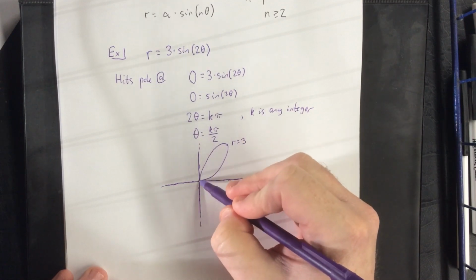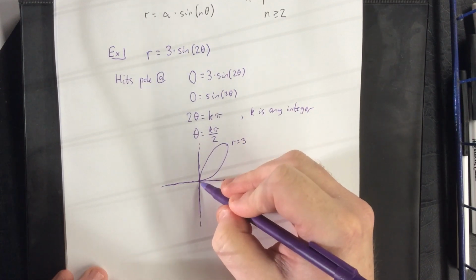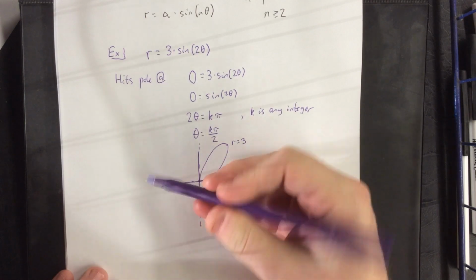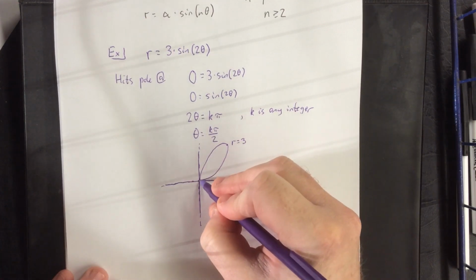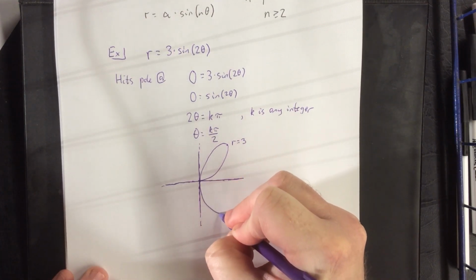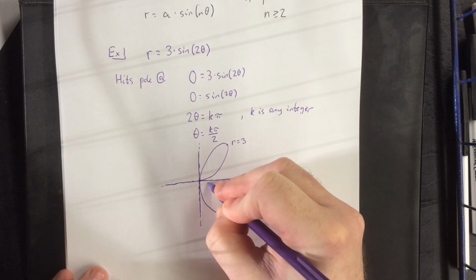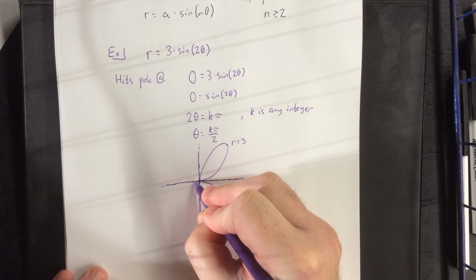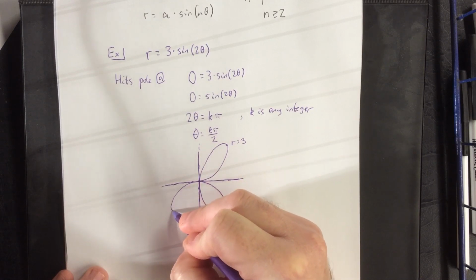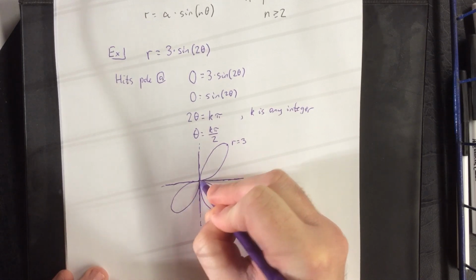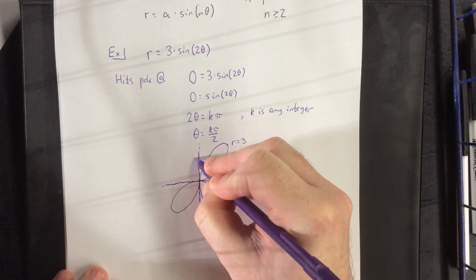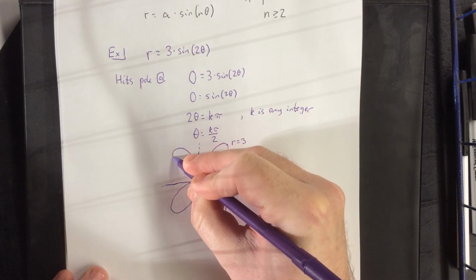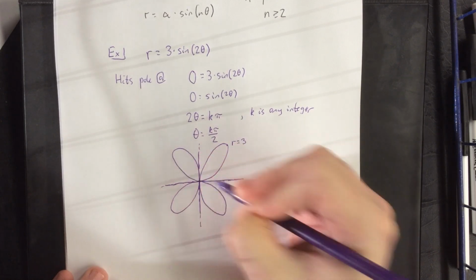Then it comes back to pi over 2, where the r value starts to be negative. So in between pi over 2 and pi, we wind up with an r value that is negative. And we see that this thing will be created in quadrant 4 rather than quadrant 2. Then it'll continue into quadrant 3 using positive values of r. And then through quadrant 4, it'll actually be giving us negative values of r, sweeping out a petal in quadrant 2.